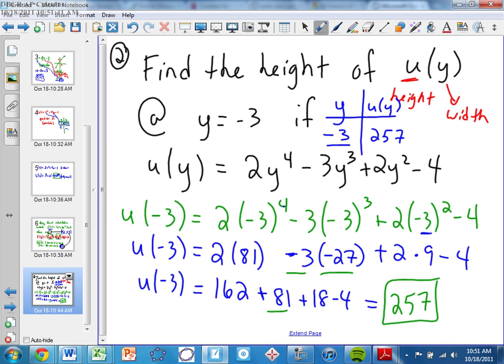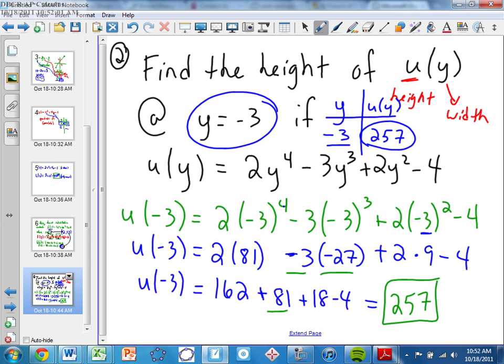Again, what is the input? The input is whatever you're given to put in here. The output is your 257. So this is like my width, meaning I'm going to the left on the horizontal axis. Why do you put y? Because what was the function defined as? Was it defined as f of x? No. It was defined as u of y, right?